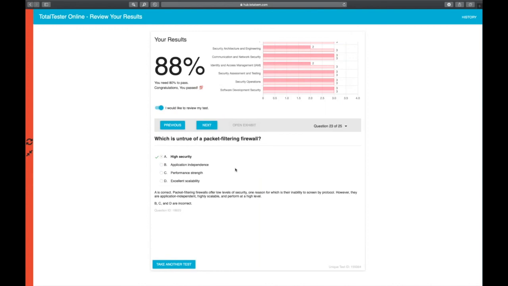All right, number 23, we guessed right on this one. What is untrue about a packet filtering firewall? High security is not true. Packet filtering firewalls offer low levels of security, one reason being their inability to screen a protocol. They'd have to work at a higher level of the OSI model to see more information like protocols. However, they are application independent, highly scalable, and they perform at a high level.